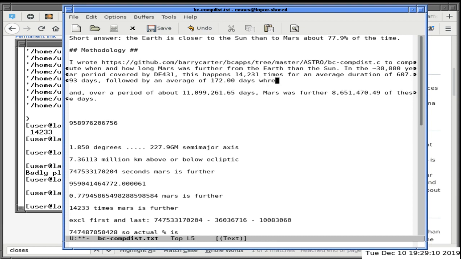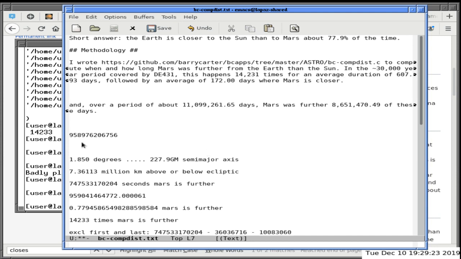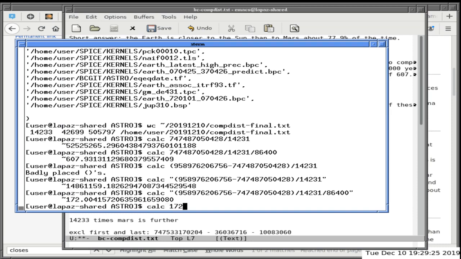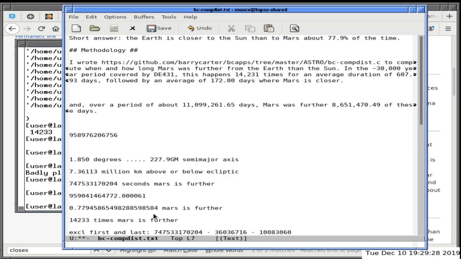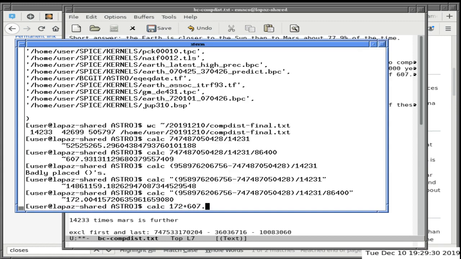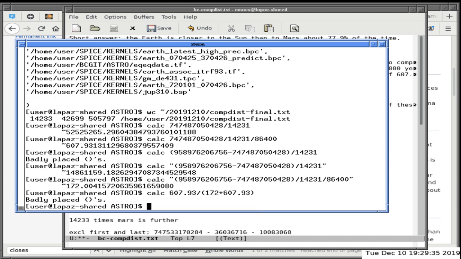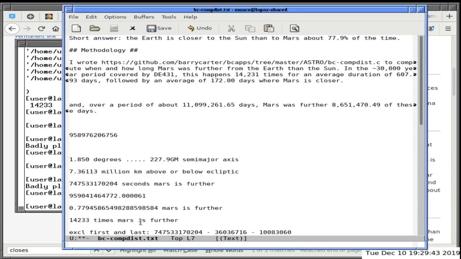where Mars is closer. Okay, let's make sure the sentence reads correctly. In the 30,000-year period, this happens 14,231 times for an average duration followed by an average of 172 days, whereas Mars is closer. Now, to make sure I'm not saying something stupid, let me make sure that if I add these two numbers together and divide, I do not get something stupid. 607.93. I mean, I don't think I will, but so it's going to be 607.93 over blah. Seriously going to fix that soon. 77.9, which is what I said. Yep. Good deal. Okay.